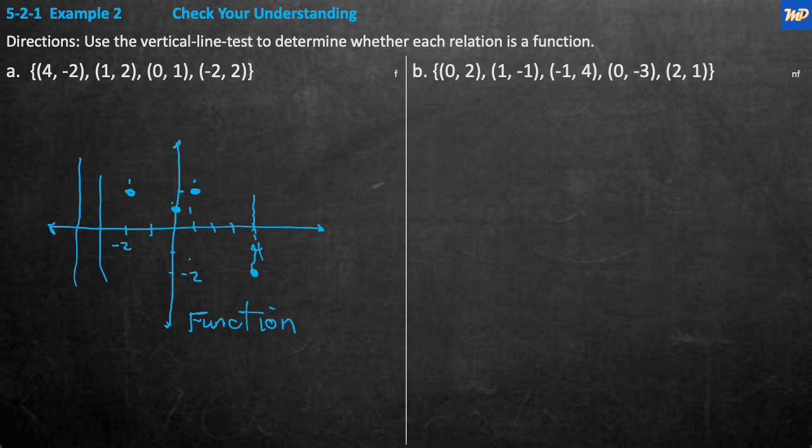Okay, at no time does a line cross through two or more points. Let's do B. I'm going to draw the same thing. Okay, and they have arrows. They go forever, unless you're told that they don't.